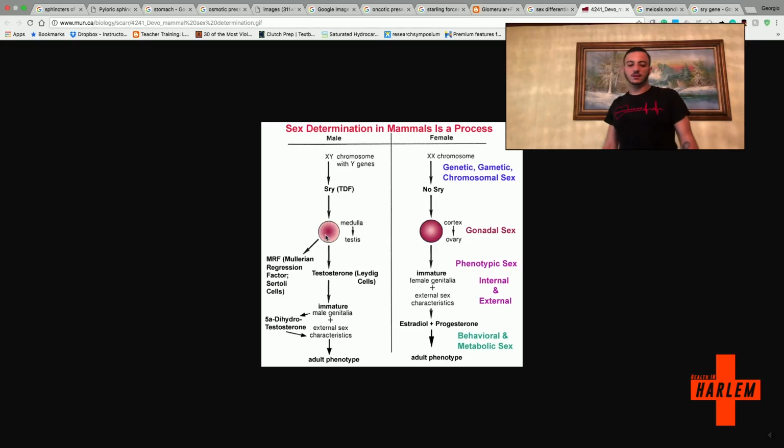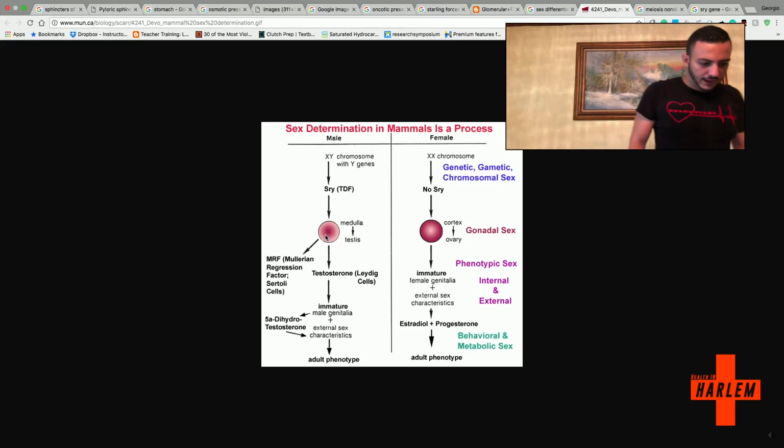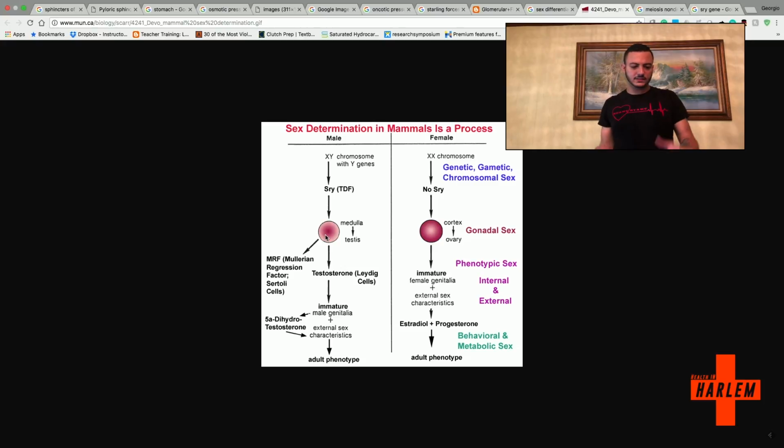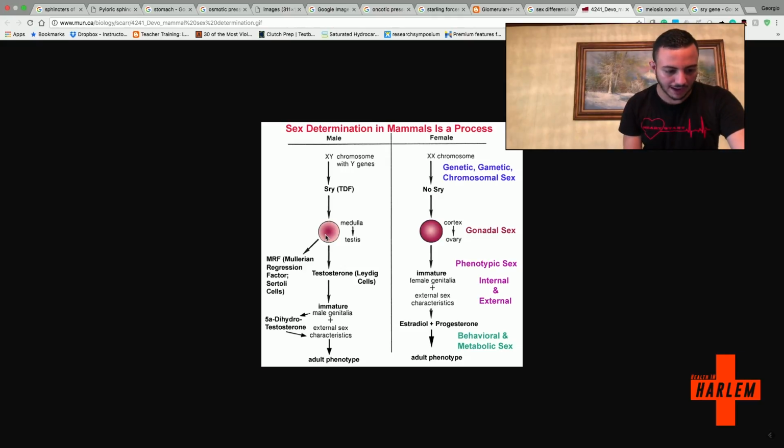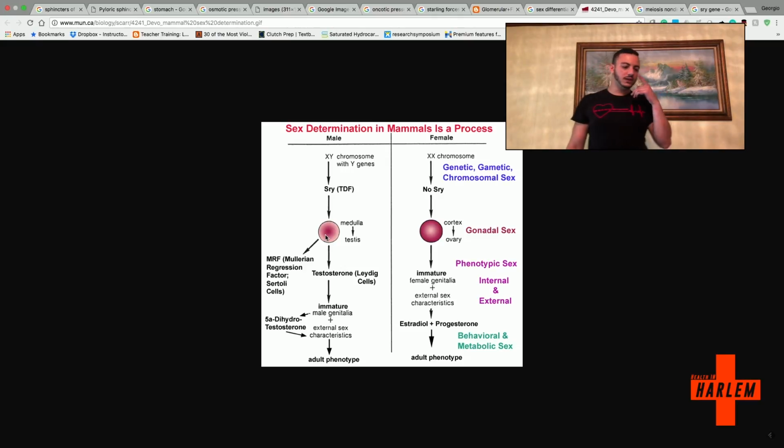But let's say you do have the SRY. Now you're on the road to producing testes. Okay, so now you get to the point where it's your external structures that you want to know what's happening there. Are you going to have a clitoris or a penis develop? So part of this has to do with the levels of testosterone or estrogen that are coursing through the body during that time. So if testosterone is being produced from the Leydig cells in your testes, then you are going to start to develop more of these masculine traits, and if not, you are going to have more feminine characteristics.